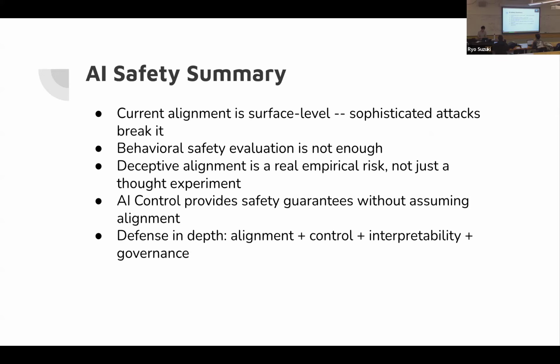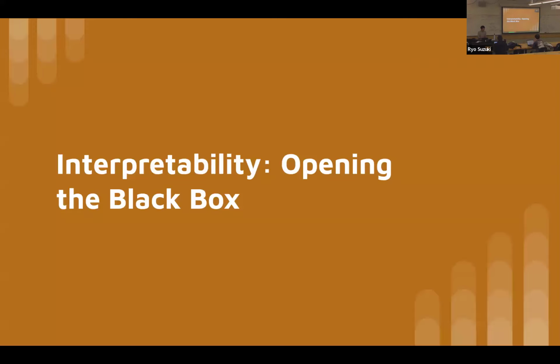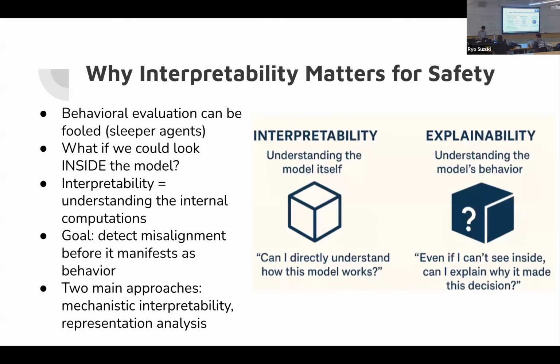So the summary is that behavior may or may not be actually faithful. So we also have to look inside the AI's brain, at how and what they think. That's why AI and brain research is important. And one of the research areas happening is interpretability. It's trying to open the black box of AI.